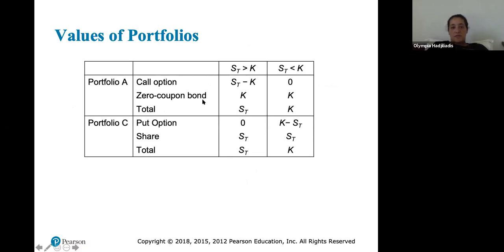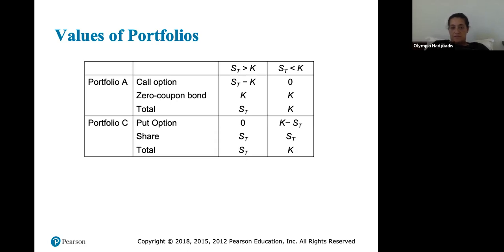So then call option plus zero coupon bond. The call option is ST minus K if ST is greater than K, 0 if ST is less than K. The zero coupon bond is worth K in either case. Total is ST minus K plus K, which is ST if ST is greater than K, and it's K if ST is less than K. Then portfolio C, which is the put option plus the share, the put expires worthless if ST is greater than K, plus the share which is ST, so the total is ST.